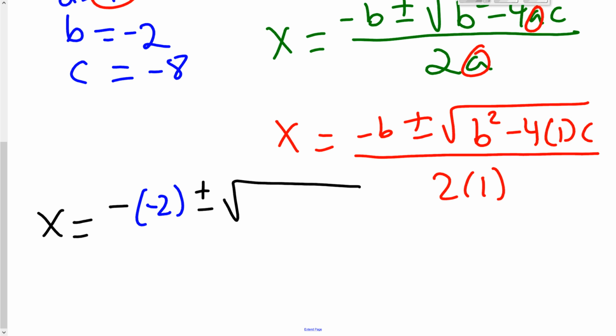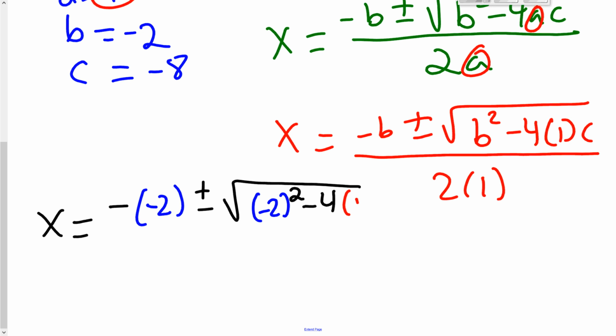So everything in black always stays in there. The only thing that changes is the different colors. Then I plug in my b, which is negative 2, and that's being squared. My b is always being squared, so that's why the square is in black here. Then it's always minus 4. That doesn't change. I plug in my a.